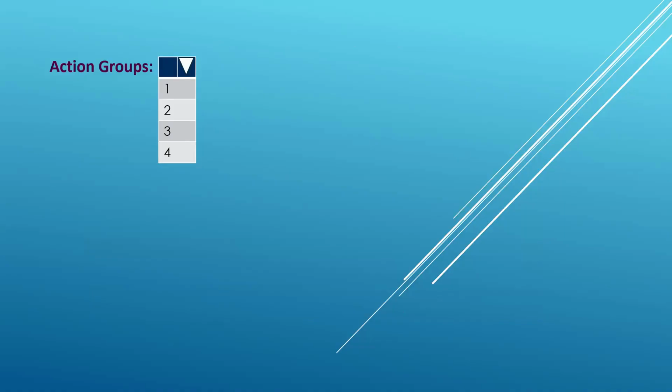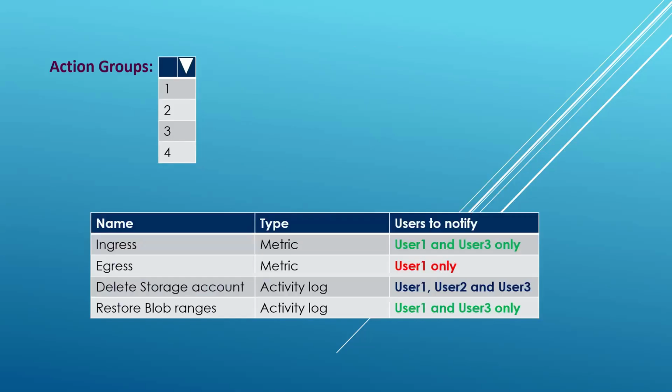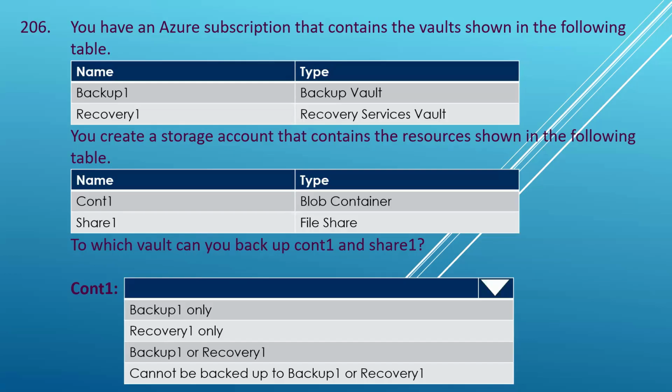Folks, look at the users to notify sections, and there are 3 different combinations of users. So you'll have to create 3 action groups. One for user 1 only, second one for user 1 and user 3 only, and another one for all 3 users.